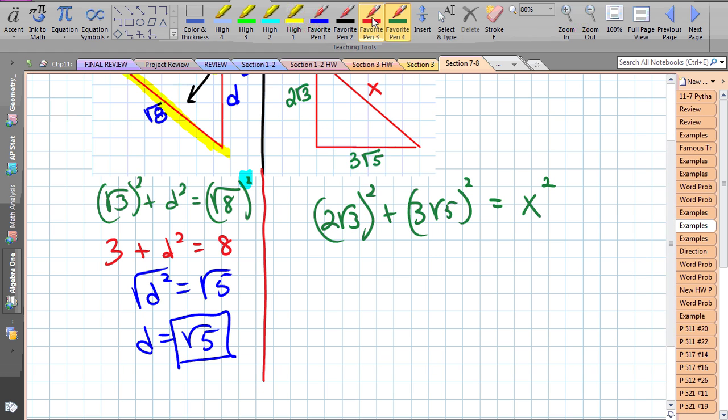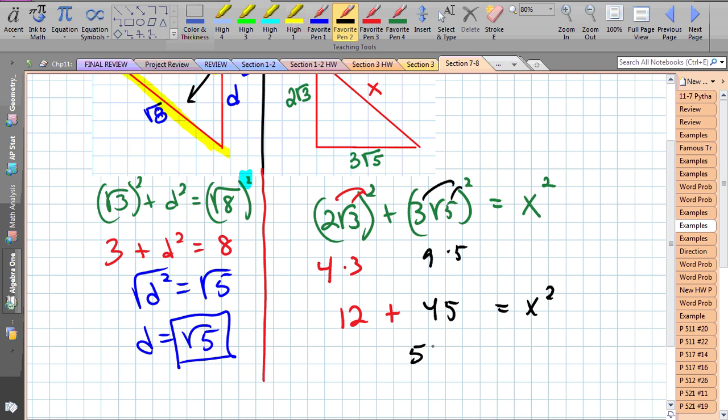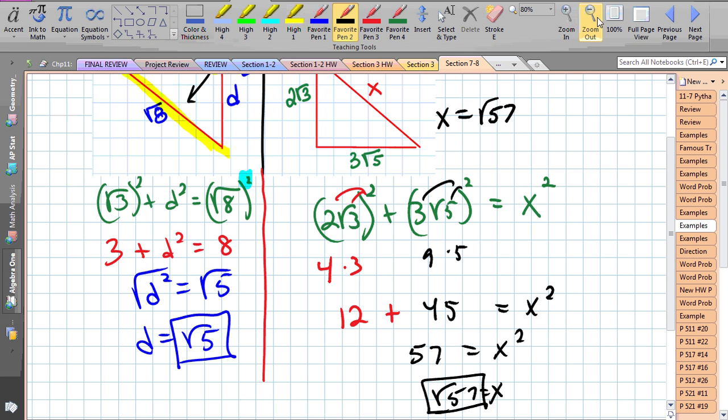So when I square 2 radical 3, I'm actually squaring both of these. When I square 2, it becomes 4, and when I square radical 3, it becomes 3, so that's going to be 12. When I square 3, it's going to be 9, and when I square radical 5, it's 5, so that's 45. So this looks like it's going to be 57 equals x squared, and when I take the square root of 57, it's going to be stuck in the radical sign for a very long time. This cannot be simplified, so that is the answer to this problem. We have x equals the square root of 57.